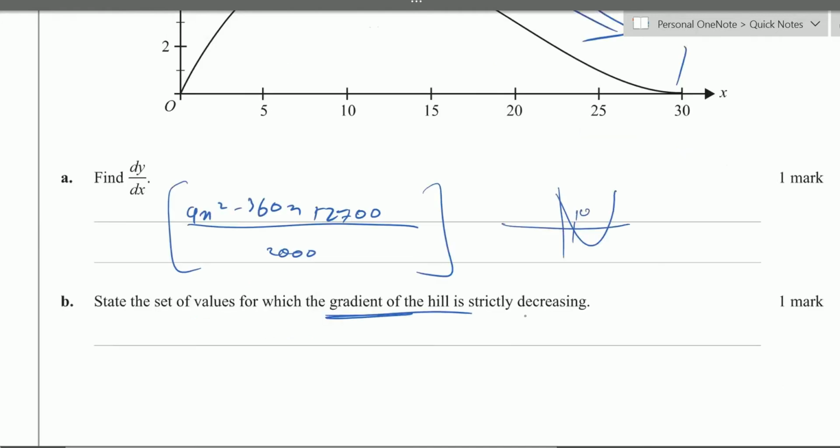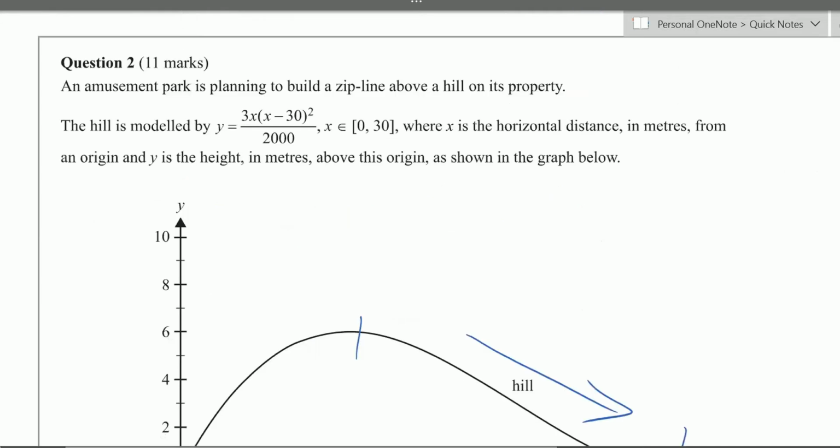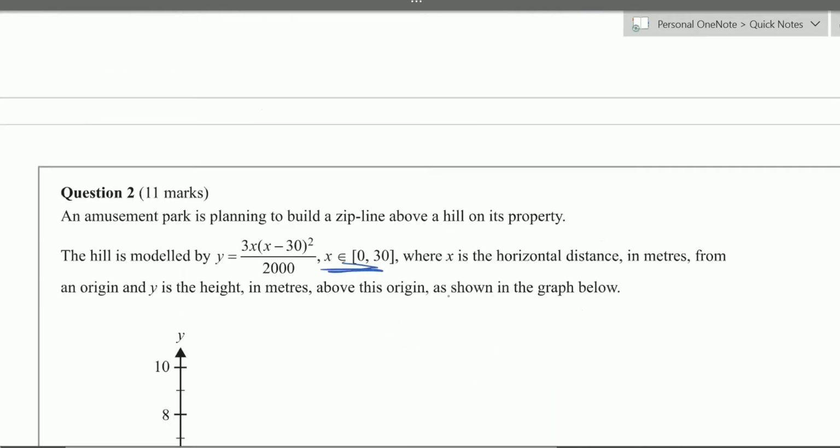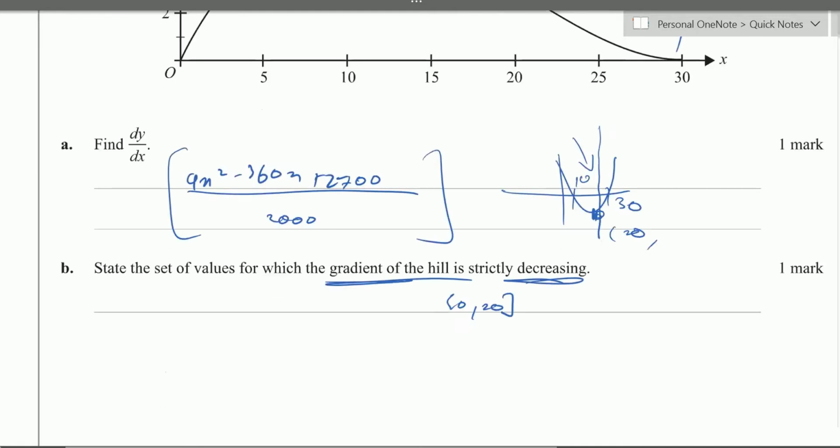So strictly decreasing, you can see that's when it has a negative gradient, so up until this point. But we can't go back before x is 0 because of the domain. So when it's strictly decreasing would be from 0 to 20 because the turning point is 20, the x value for that at least.